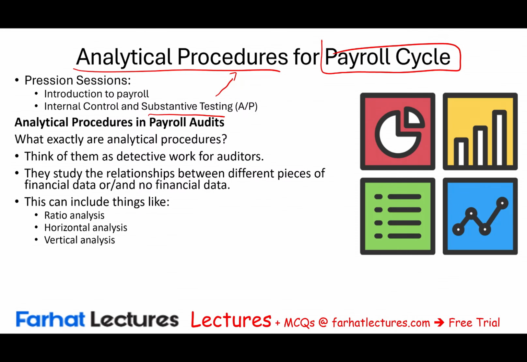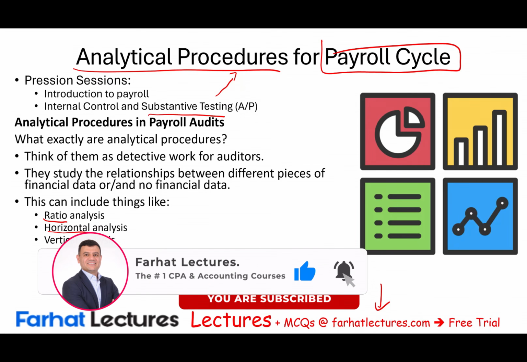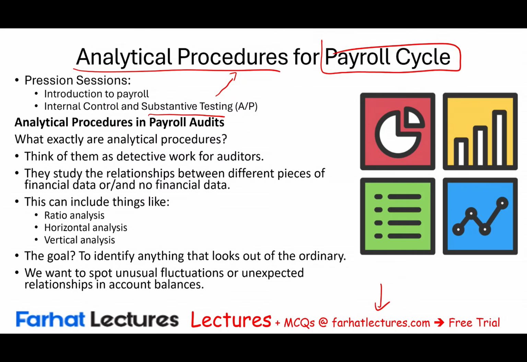Now, I'm assuming you know what a ratio is, and what horizontal and vertical analysis are. If not, you want to go to Farhat Lectures and look at the financial statement analysis. We'll look at some of these examples here, but I'm pretty sure you should be comfortable with these topics. And the goal is to identify what looks out of the ordinary. We want to spot unusual fluctuations and unexpected relationships in account balances. This is the goal of using analytical procedures in the payroll cycle.